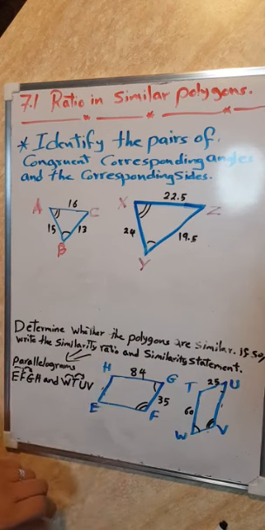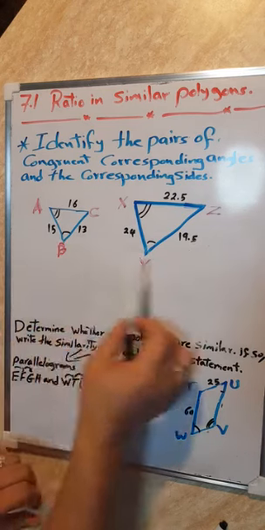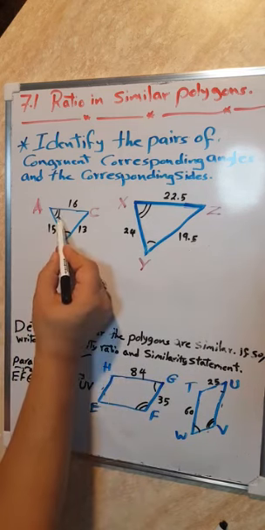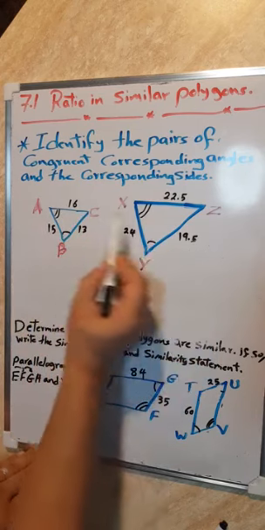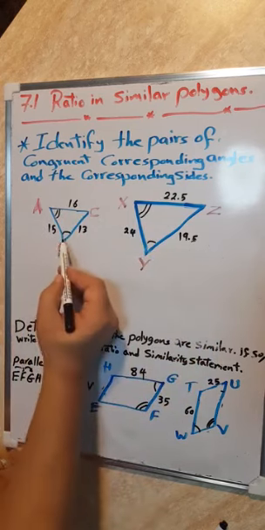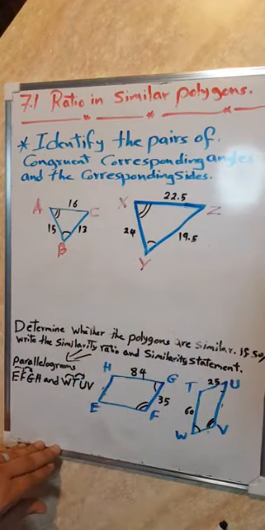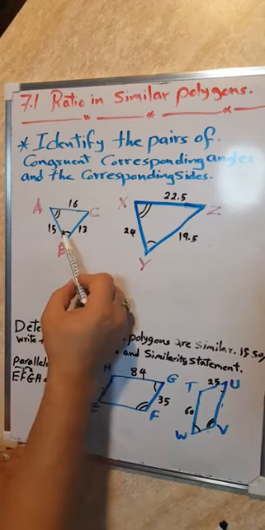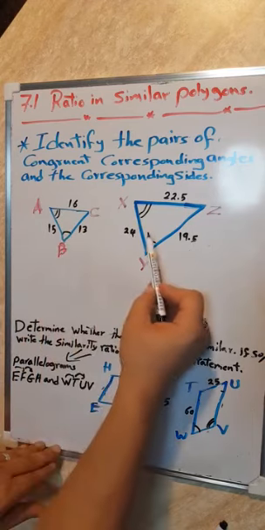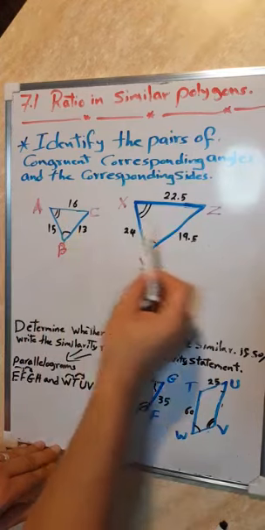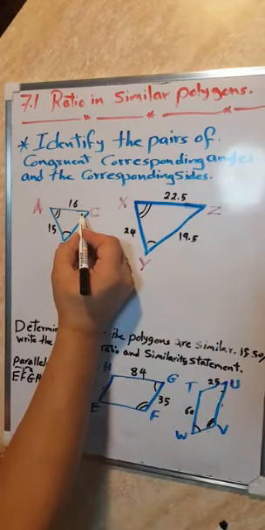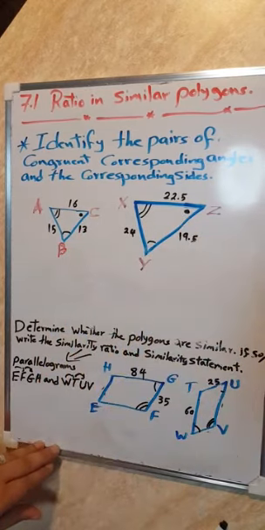The first concept here is how to identify the pairs of congruent corresponding angles and the corresponding sides. In these two triangles, we can see that this sign is the same as this one, so these two angles are the same. This angle has the same mark as this one, so these two angles are the same as well. In two triangles, if two angles are congruent to two angles in another triangle, the third one has to be the same. So this is congruent to this one as well.